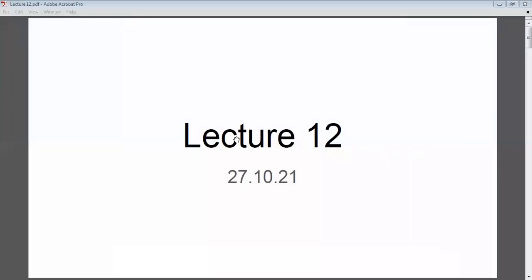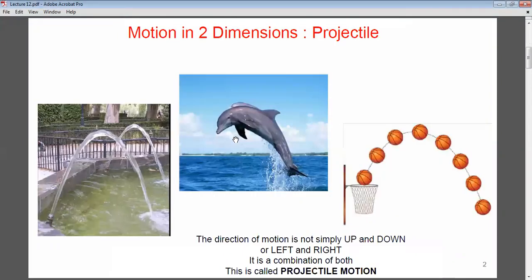Hello, today we will start with chapter 3, which is motion in 2 dimensions. I will just remind you of this slide where we looked at various motion of some objects. For example, if we look at the water here and we look at it properly, we see that it's not moving only in 1 dimension. It's actually at some point changing the direction of motion.